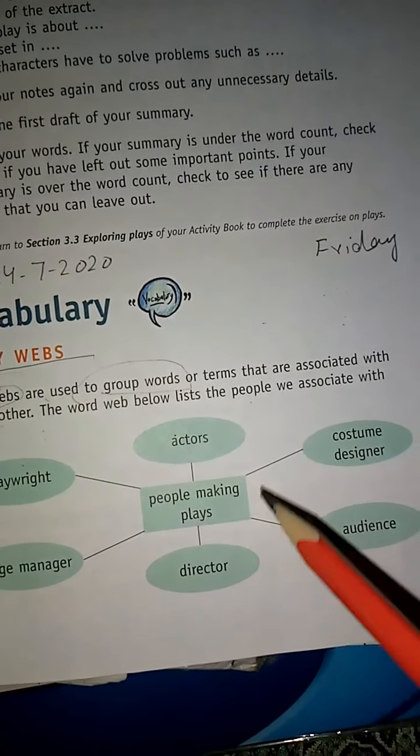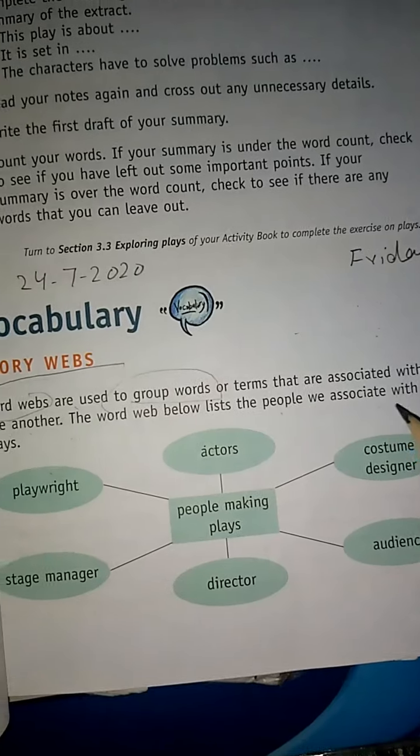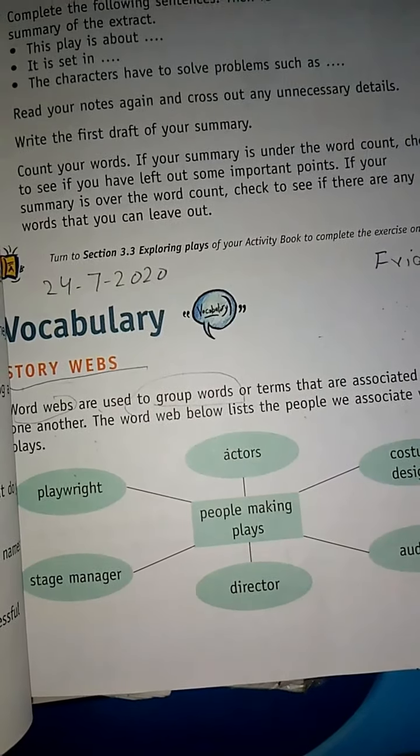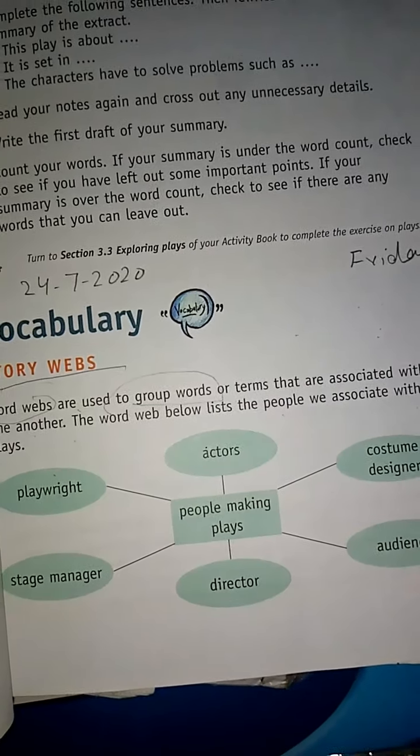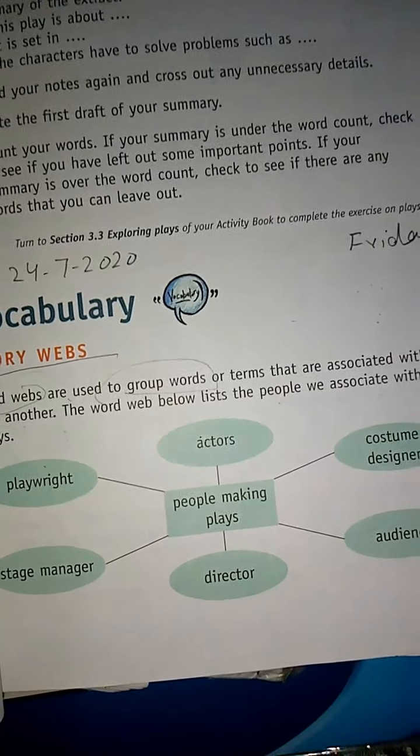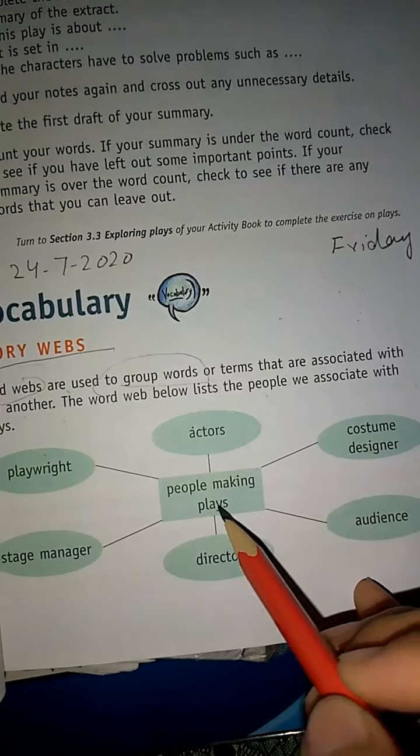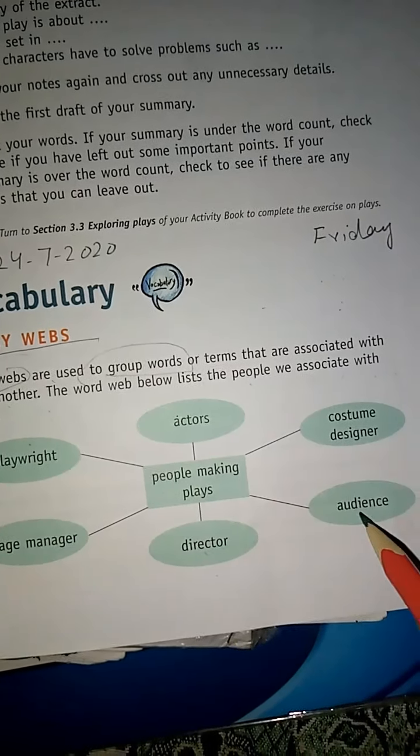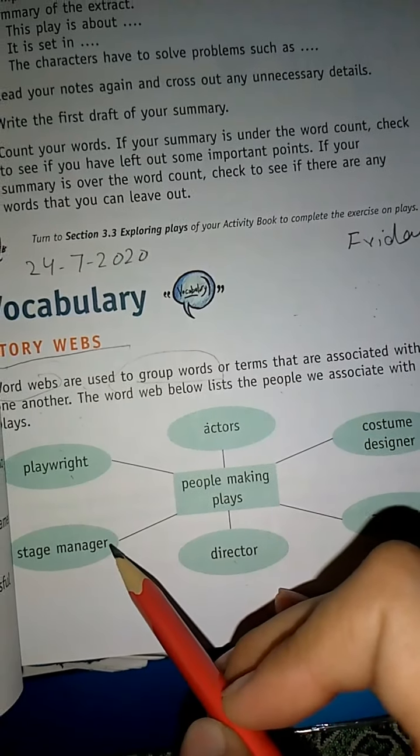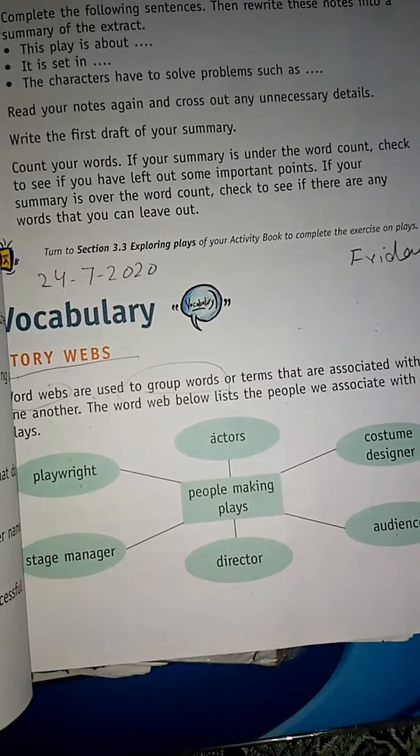For example, look at this word web below. It is listing the people we associate with the place. ठीक है, जो place लिख रहे हैं या बना रहे हैं, उसमें जो लोग एक दूसरे के साथ associate होते हैं, involve होते हैं, इकट्ठे काम कर रहे होते हैं, उसमें play making, people making place. In that we have director, we have audience, we have costume designers, we have actors, we have playwrights, and then we have stage manager. All these are associated with one another.